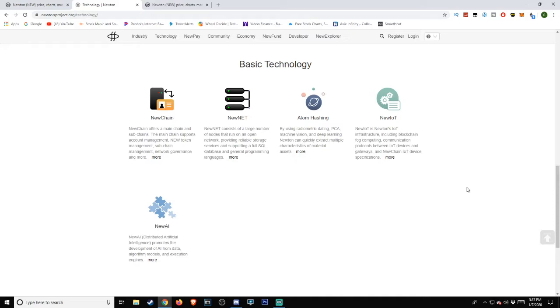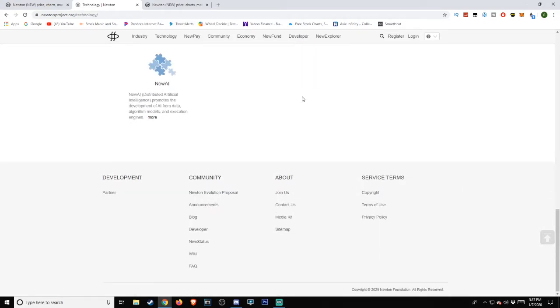Basic technology. NewChain offers a main chain and subchains. The main chain supports account management, NEW token management, subchain management, network governance, and more. NewNET consists of a large number of nodes that run on an open network, providing reliable storage services and supporting a full SQL database and general programming languages. Atom Hashing. By using radiometric dating, PCA, machine vision, and deep learning, Newton can quickly extract multiple characteristics of material assets. NewIoT is Newton's IoT infrastructure, including blockchain fog computing, communication protocols between IoT devices and gateways, and NewChain IoT device specifications. NewAI. NewAI, distributed artificial intelligence, promotes the development of AI from data, algorithm models, and execution engines.